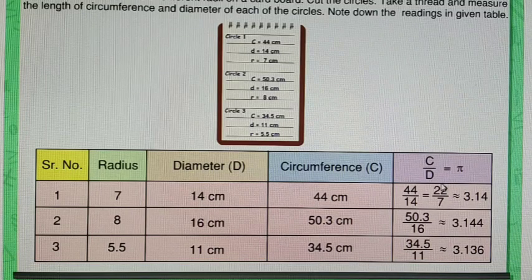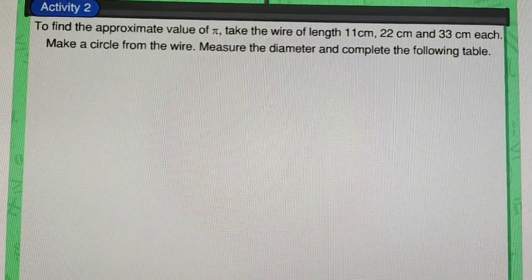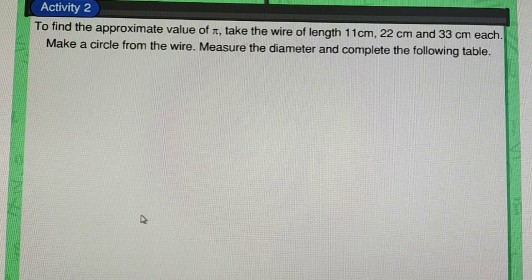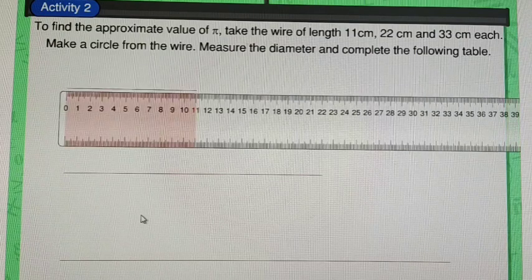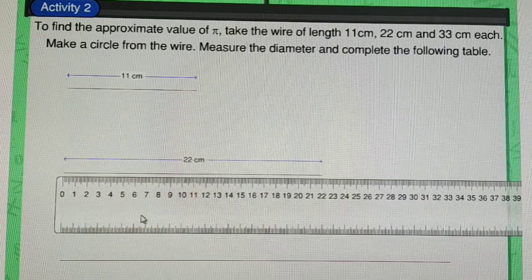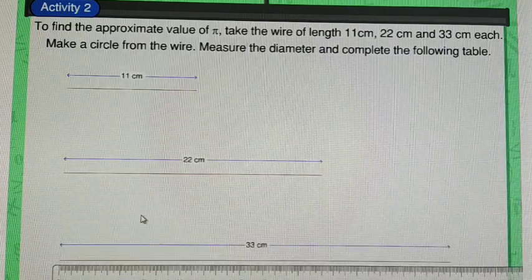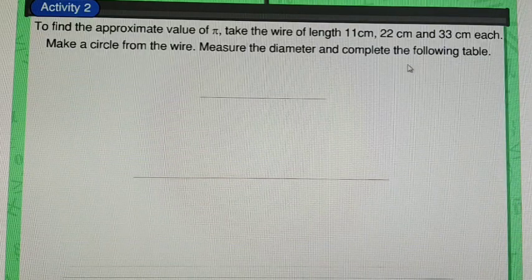Constant, which is equal to pi, which is 3.1, and so on. Now let's take activity number 2. To find the approximate value of pi, take wires of length 11 centimeter, 22 centimeter and 33 centimeter each. Make a circle from the wire. Measure the diameter and complete the following table.